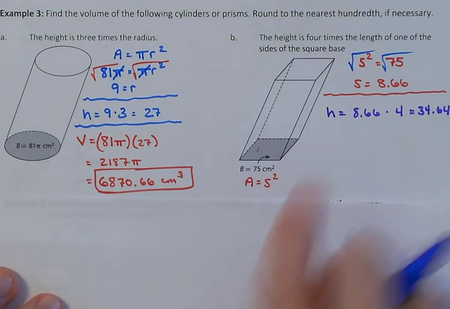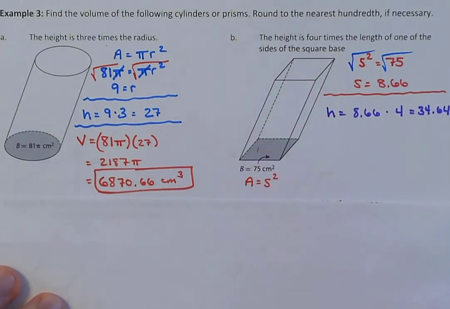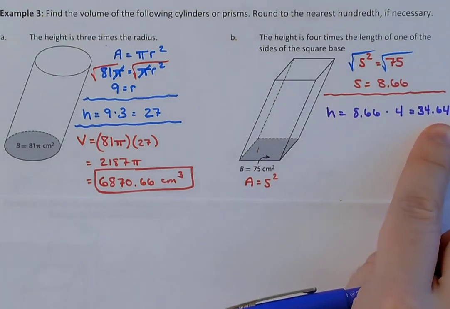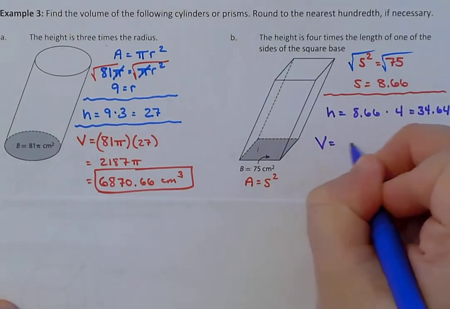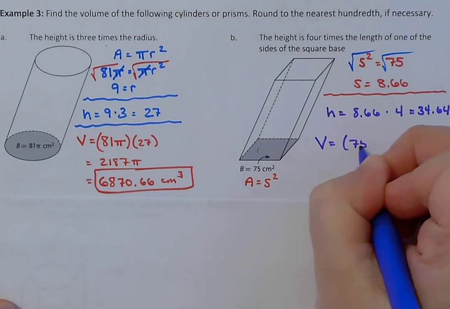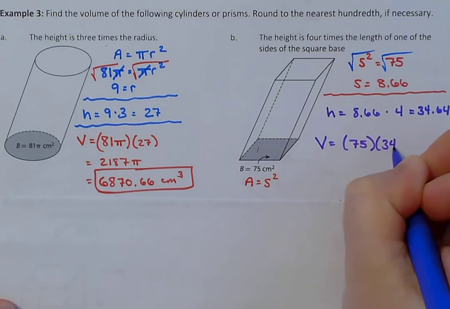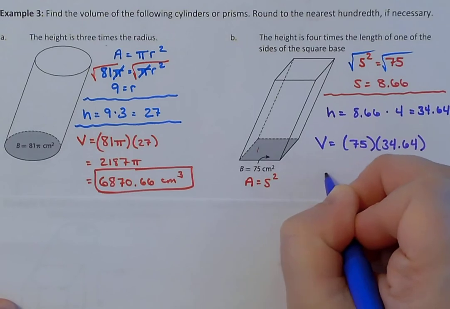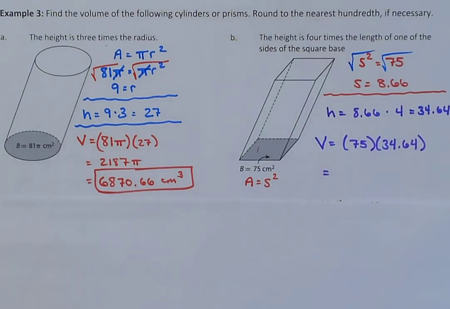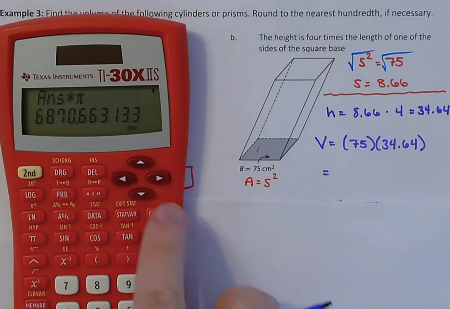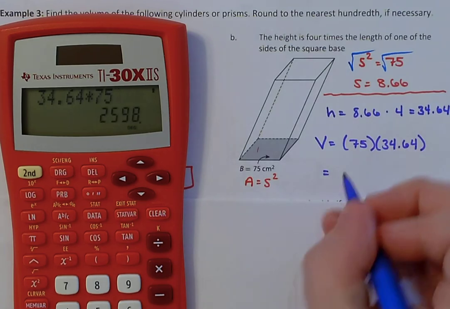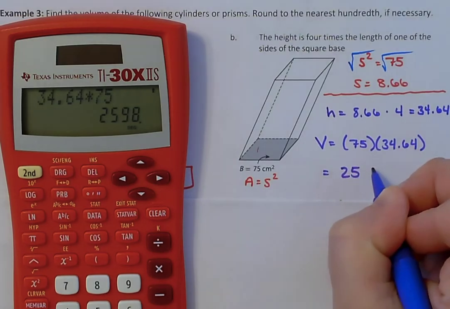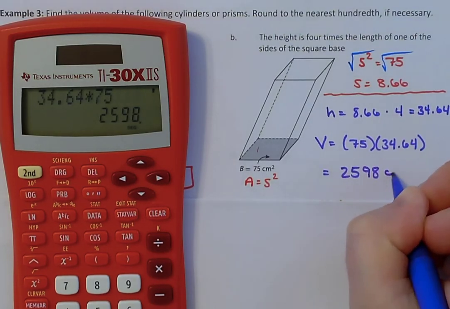Alright, so now that I have the height of our prism, I can take this 34.64 and multiply it by the 75. So volume equals 75 times 34.64. If we use our handy dandy calculator, 34.64 times 75 gives us 2,598 centimeters cubed.